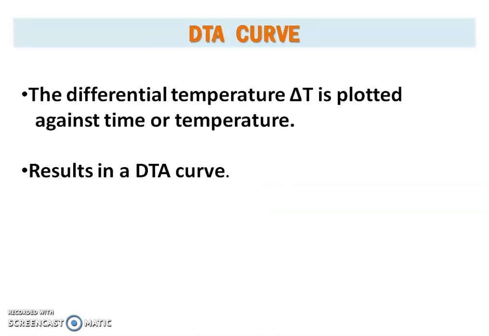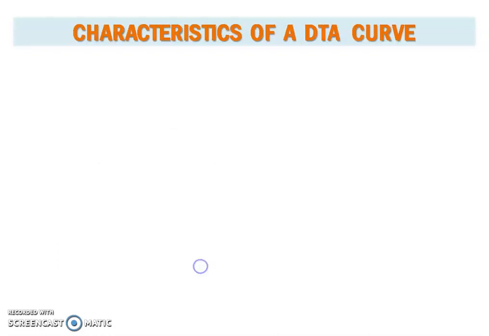This differential temperature delta T is plotted against time or temperature. Now most of the time delta T is plotted against the temperature, and this plot of delta T versus temperature results in a curve called the DTA curve. This DTA curve is very important to obtain information about the sample that you are studying. So in the next slide, we'll see the DTA curve in detail.